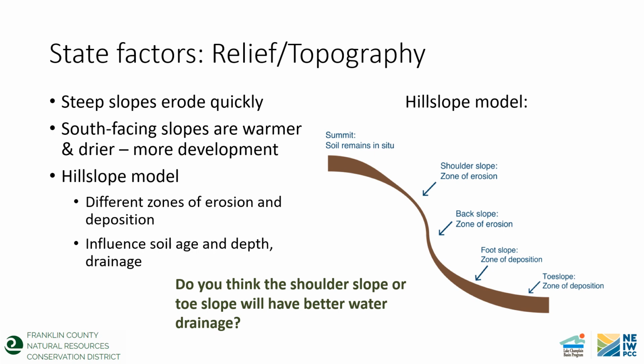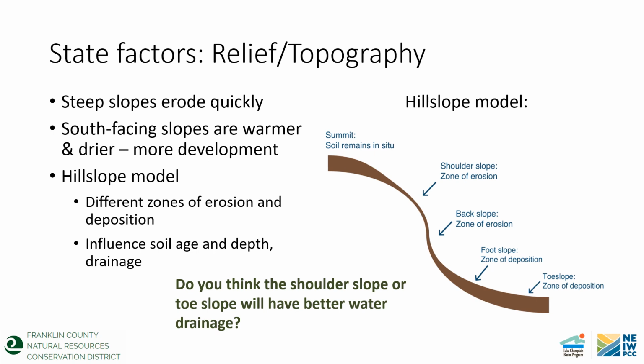South-facing slopes tend to be warmer and drier in the northern hemisphere, and that's going to affect biology and chemical weathering. The hill slope model is shown on the diagram on this slide, and it can be a helpful concept for understanding how relief influences soil across a landscape. The curve represents a cross-section of a hill. At the summit, where it's very flat, soils don't erode as much.